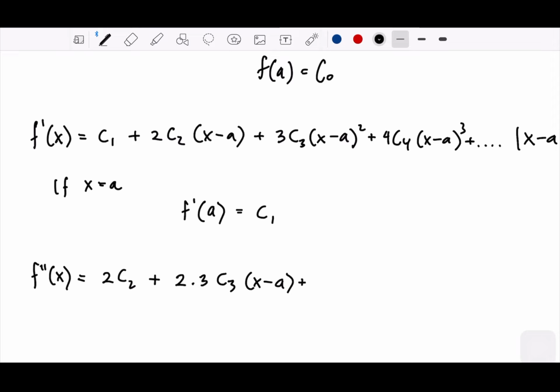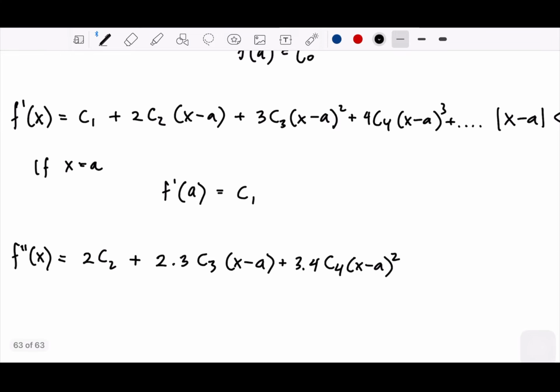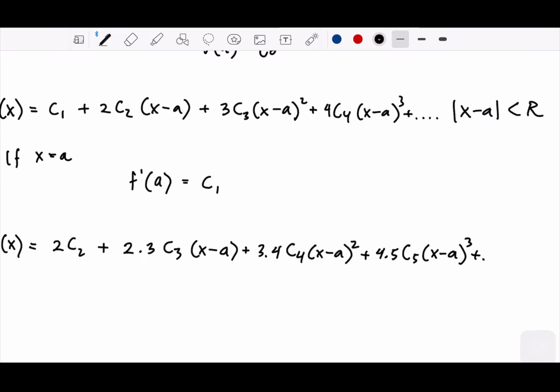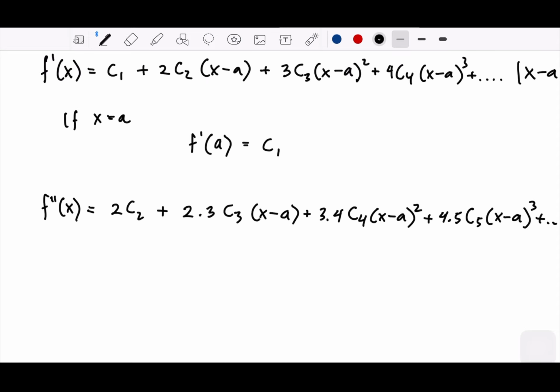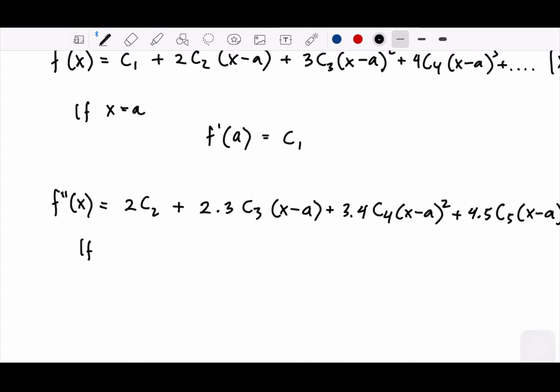And then plus 3 multiplied by 4, C4, x minus a squared. And of course, we will have another one like this, and this is cubed, and so on, with still the same ratio and radius. Okay, and if we substitute x equals a, then the second derivative is equal to 2C2.